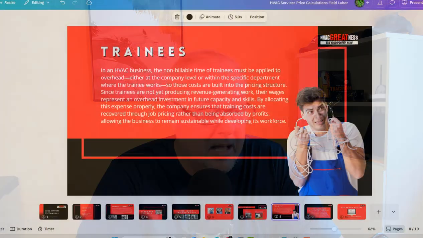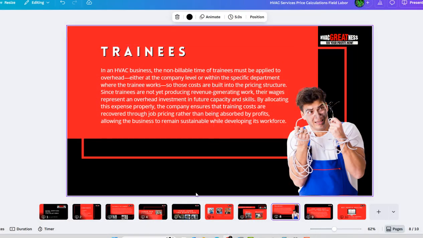But yeah, all that non-billable time, it's got to go somewhere. If you don't put it somewhere, it comes out of your net profit. And if your net profit is too low, it will make you negative net profit, which means you're losing money, and you can't pay your bills and you don't understand why. Okay, so that's how we would apply this to trainees.